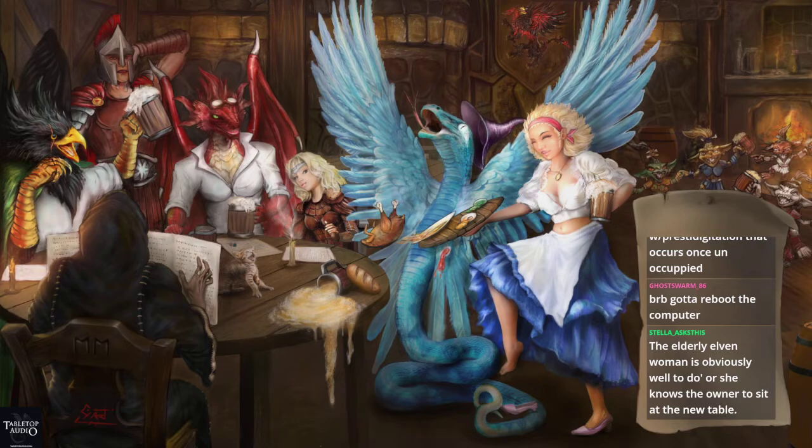So, there you go. Dark Druid has provided you all a very excellent prompt and an extra bit of world building. The elderly elven woman is obviously well-to-do, or she knows the owner to sit at the new table, says Stella.